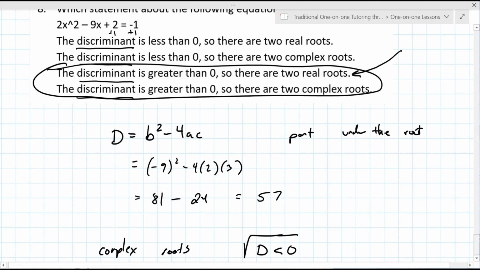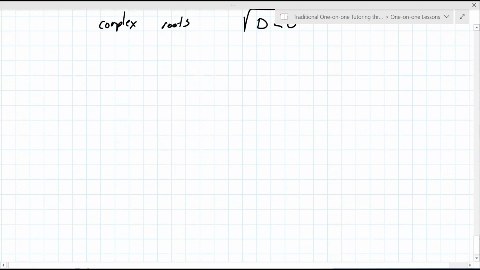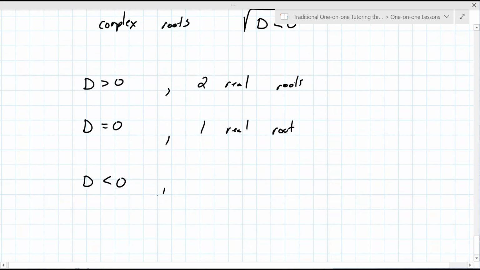There's three cases basically that could happen. I'll just summarize here. If D is greater than zero, it's two real roots. If D equals zero, it's one real root. And if D is less than zero, there are two complex roots.